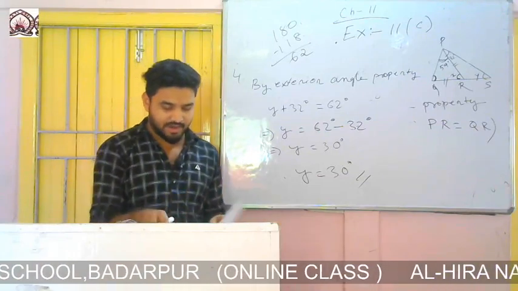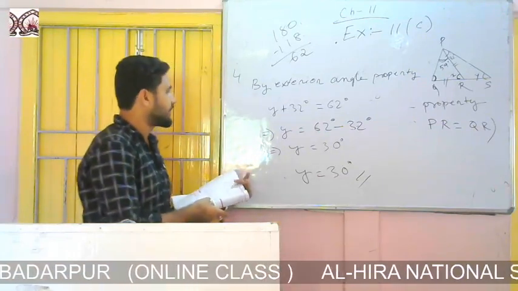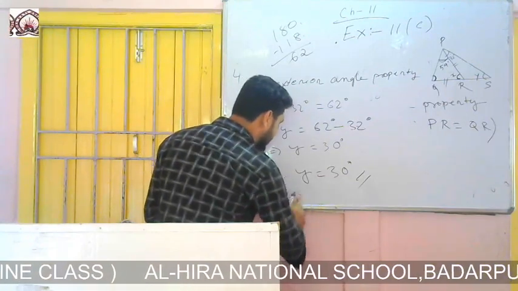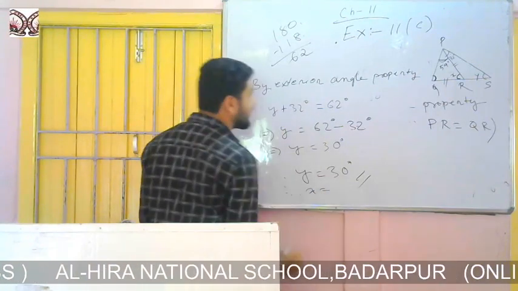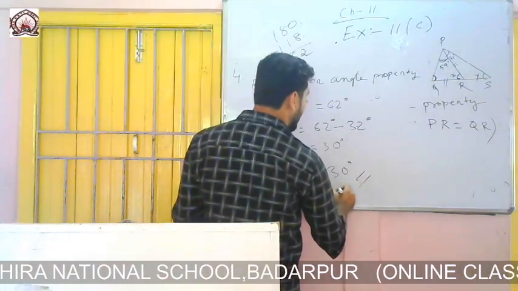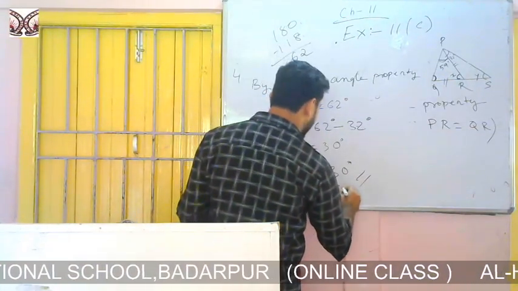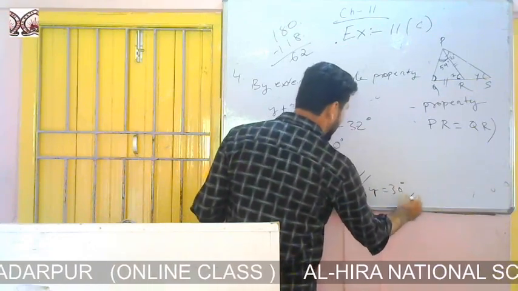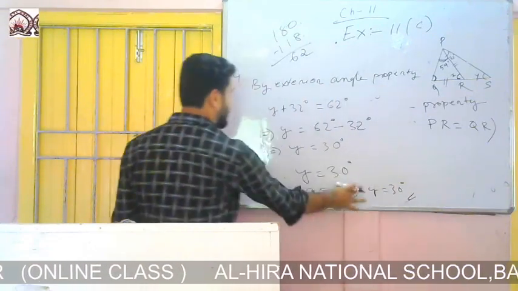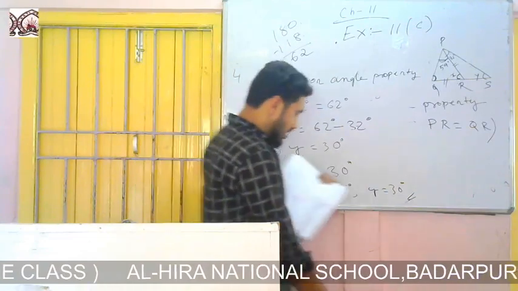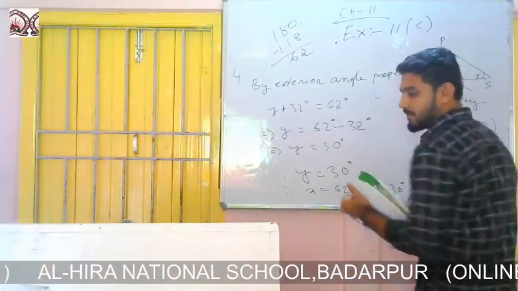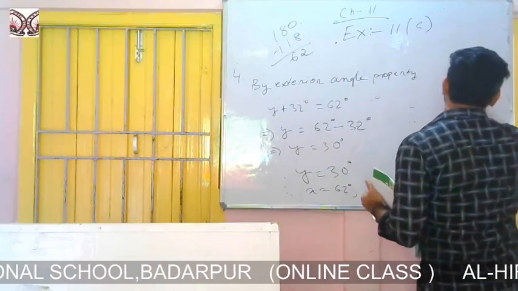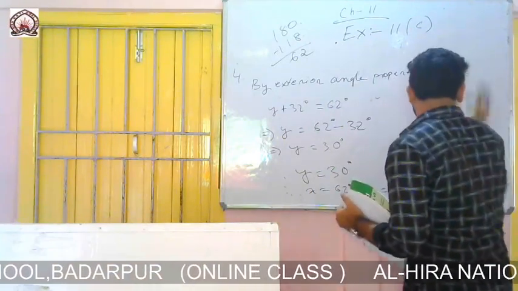Now come to question number 5. So earlier we found X equals to 62 degree, and y equals to 30 degree. Answer. Okay, now come to question number 5. So first you draw the diagram.